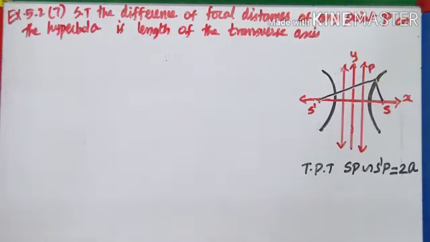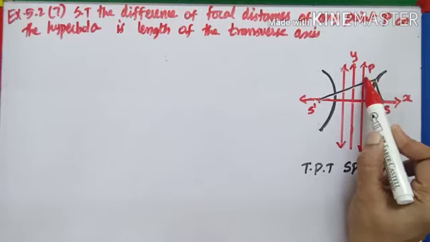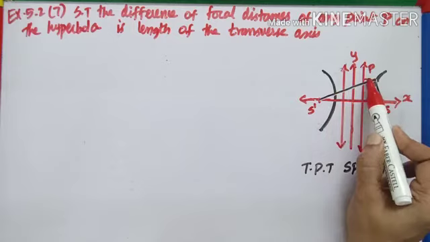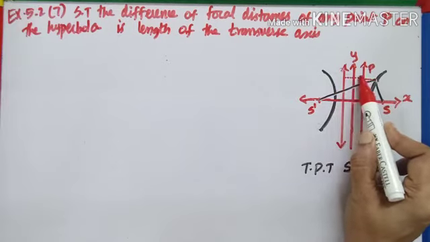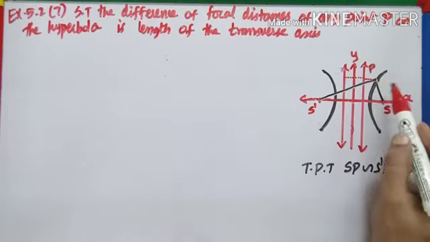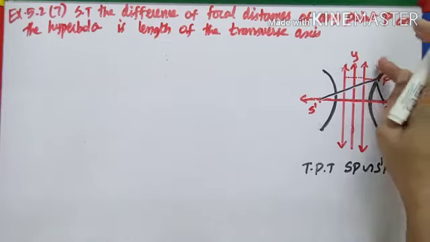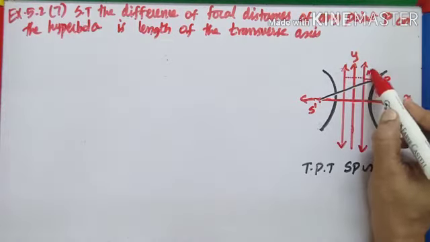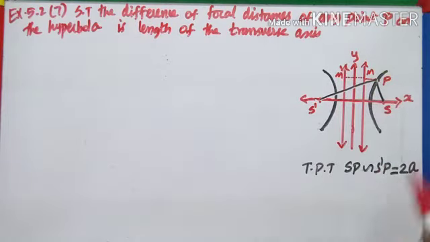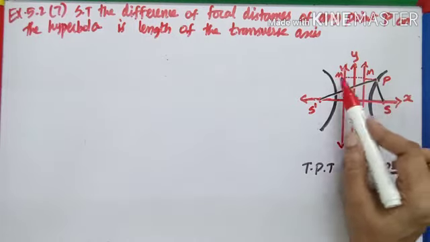If I drop a perpendicular to the directrix from P to M, from P to M dash. So let us remember. P is the point here which we mark, and M is the foot on one directrix, and M dash on the other directrix. There are two directrices. One is PM and the other one is PM dash.